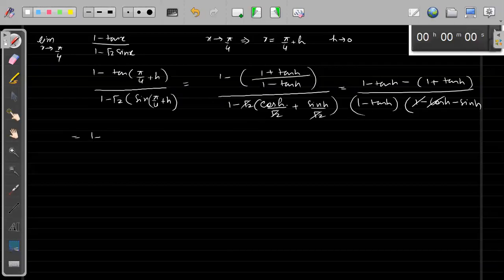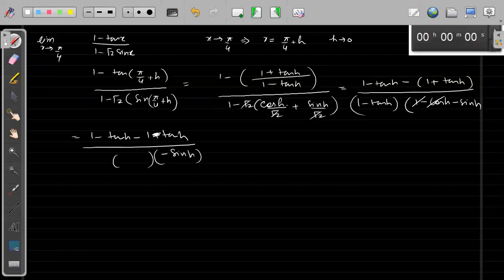So this is 1 minus tan h minus 1 plus tan h divided by, sorry, minus, this is minus of sine h, whole thing divided by 1. 1 and 1 get cancelled, minus will get cancelled here with this plus, this minus, so this will become 2 tan h by sine h into h into h. This will become 1, this will become 1, so the answer will simply be 2.